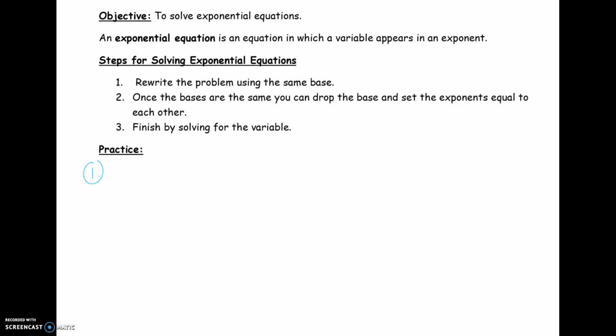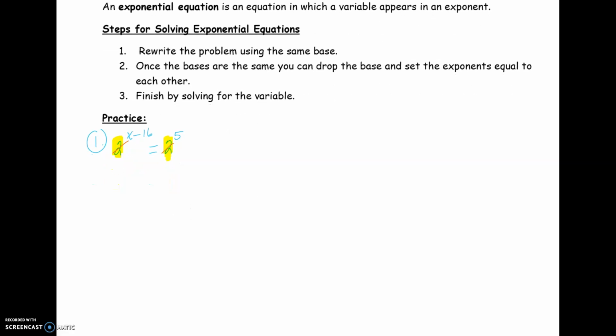In number 1, we have 2 to the x minus 16 equals 2 to the 5th power. All right, so it says rewrite the problem using the same base. So we're lucky. These are our bases. The base is always whatever's not the exponent, okay? So we already have that using the same base. Once the bases are the same, you drop the bases and you set the exponents equal to each other. So I get x minus 16 equals 5.